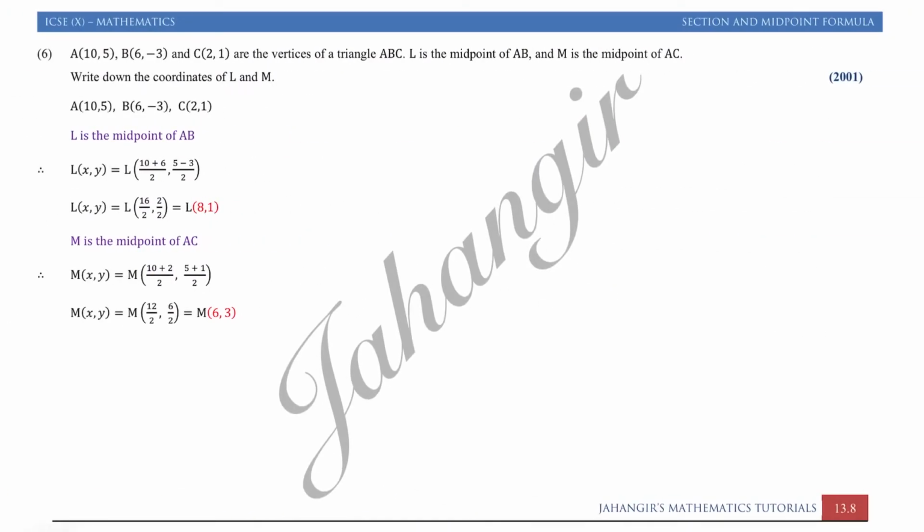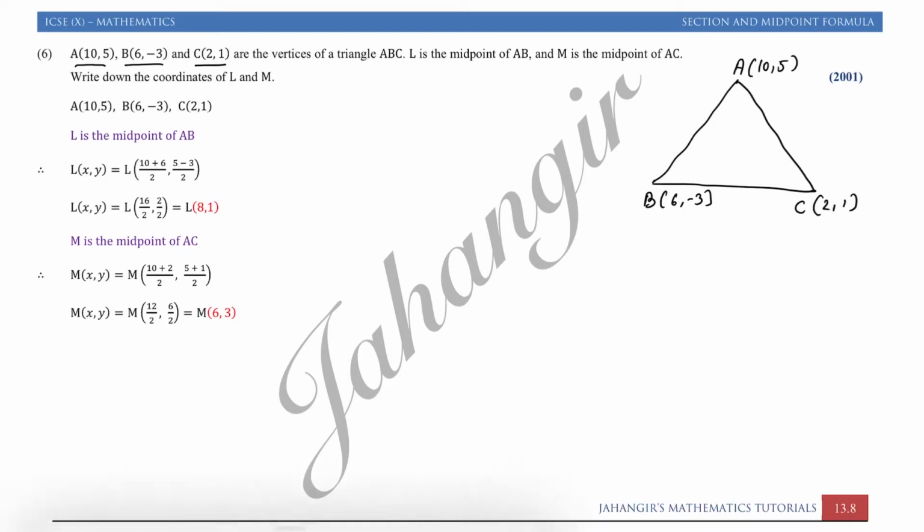Question number 6. A (10, 5), B (6, -3) and C (2, 1) are the vertices of a triangle. So let us draw a triangle, write down its coordinates and then we will read further. A is (10, 5), B is (6, -3), C is (2, 1) are the vertices of triangle ABC.